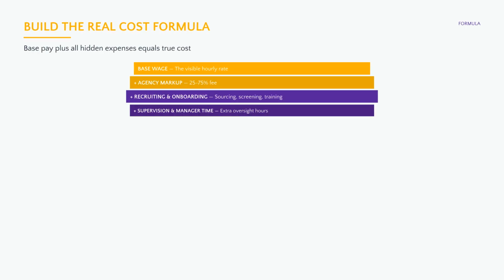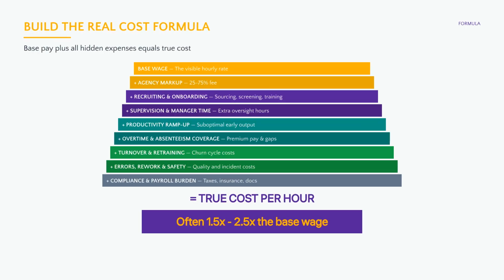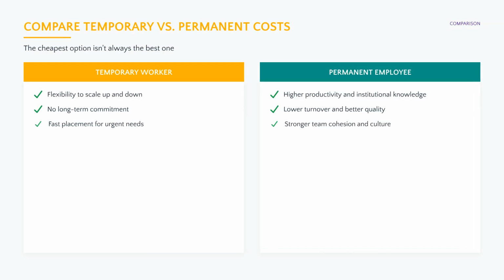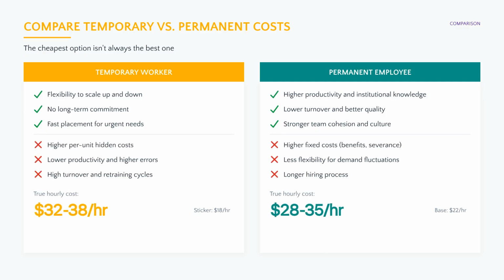The real cost formula calculates true cost per hour by adding base wage, agency markup, and all hidden costs, resulting in a total that is often 1.5 to 2.5 times the base wage. Comparing temporary and permanent costs shows that while the sticker price of a temp worker is lower, the true hourly cost, including all hidden expenses, is often higher than a permanent employee's total cost.